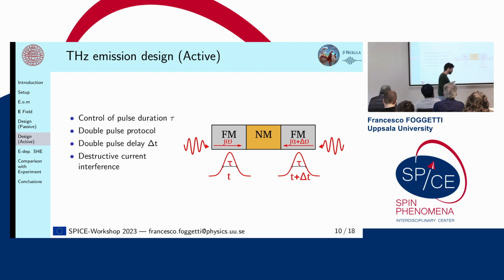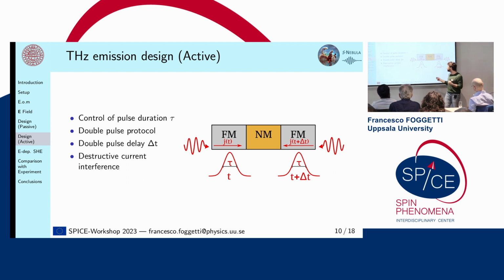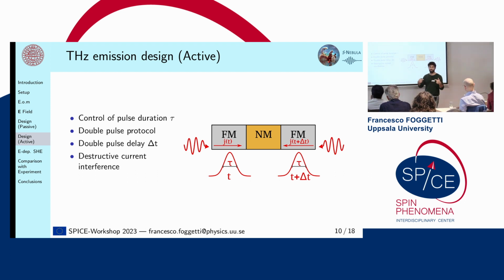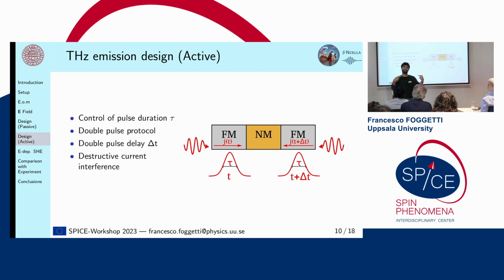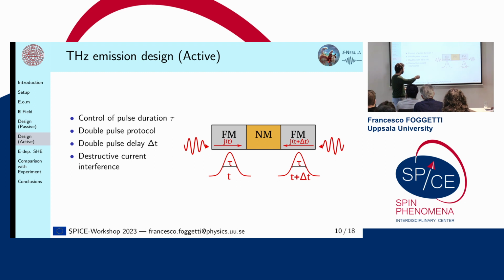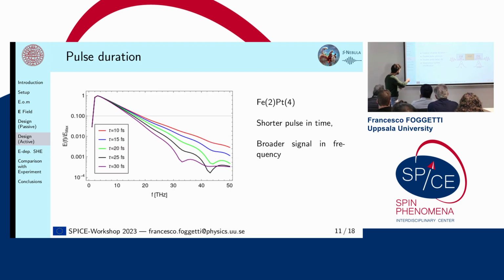But one can also try to send not just one pulse, but two. What happens in this case? We do try, but this is still a little bit in progress, so take that with a grain of salt, to send two pulses from both sides of a three-layer, ferromagnetic, non-magnetic, ferromagnetic. These two pulses are shifted so that the resulting current will interfere destructively in the non-magnetic layer. That results in signals which should be shorter in time and so larger in bandwidth. There's still a little bit of tuning on this kind of calculation, but what do we get?